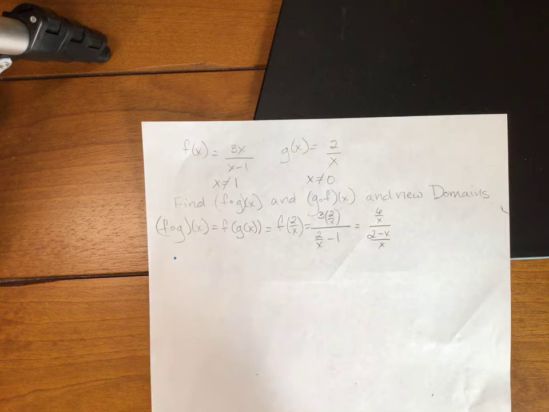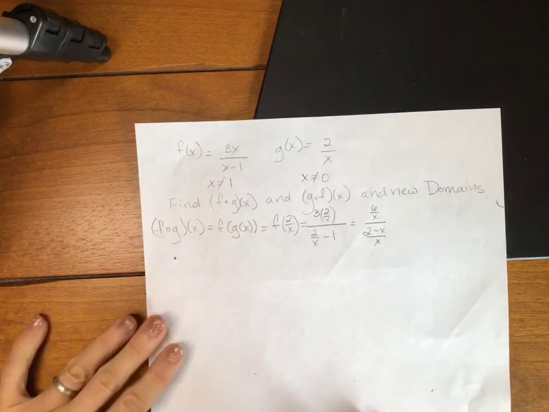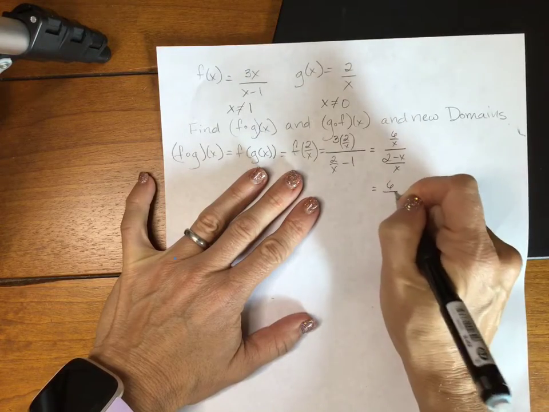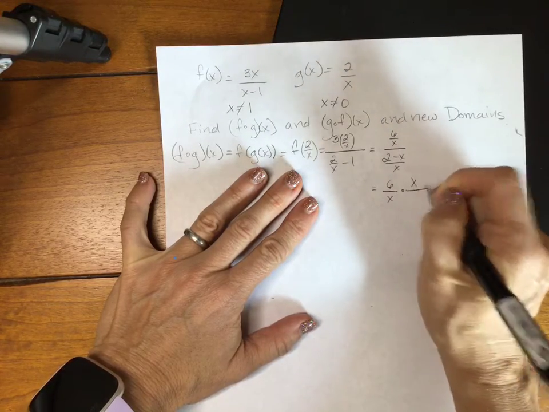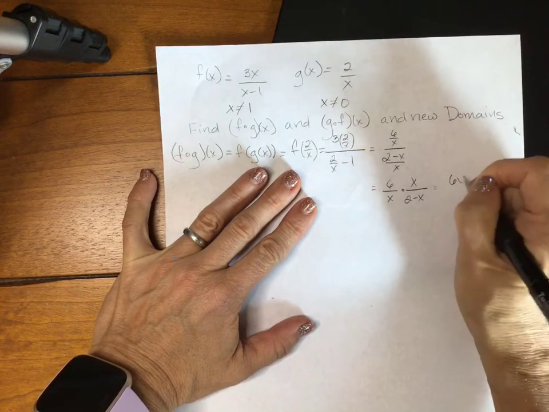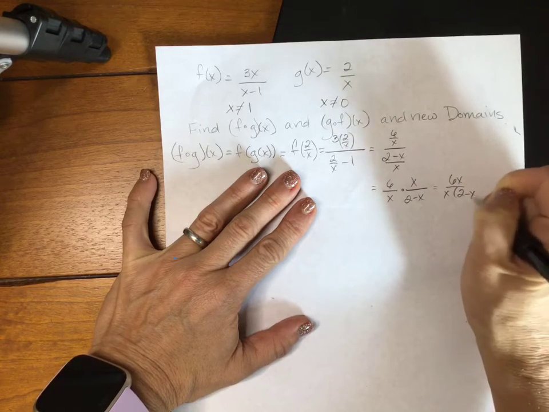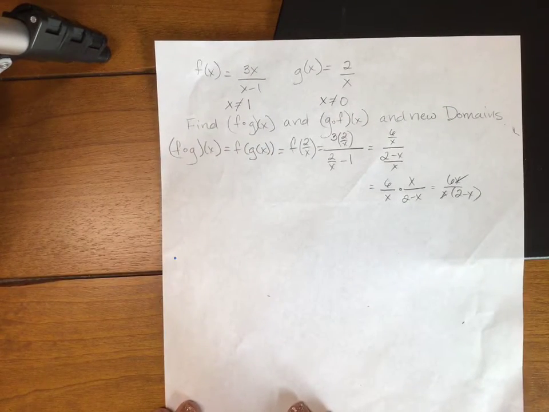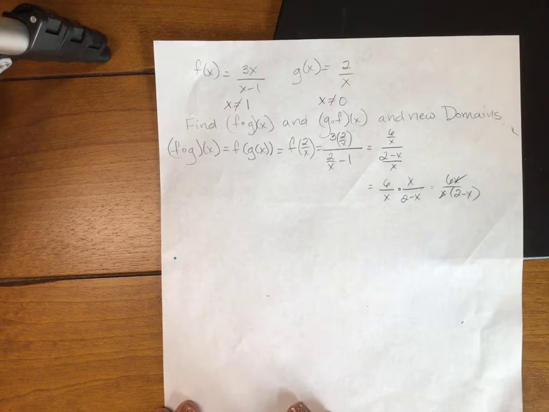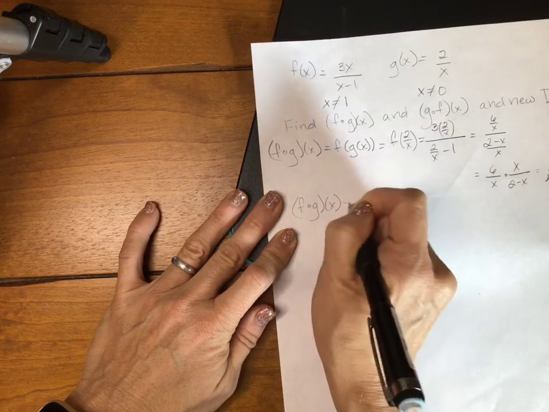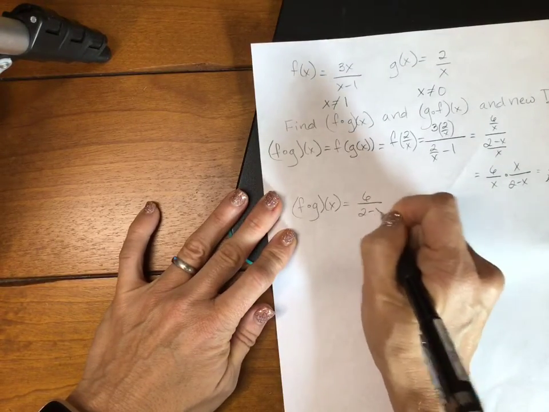Now, to simplify this, when we divide one fraction by another fraction, maybe you remember we take the reciprocal of the bottom fraction and multiply it by the top. So this becomes 6 over x times x all over 2 minus x. In this case, I get 6x all over x times 2 minus x. And I'm going to want to simplify as much as possible. So I'm going to get rid of the x on top and the x on the bottom. And I can say f of g of x equals 6 all over 2 minus x.